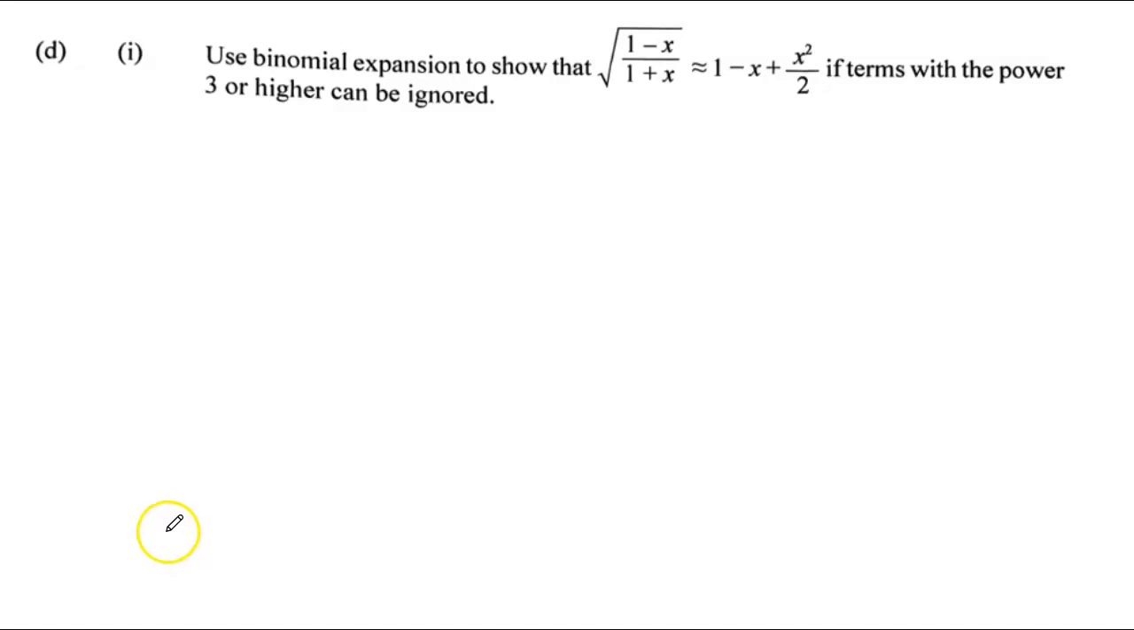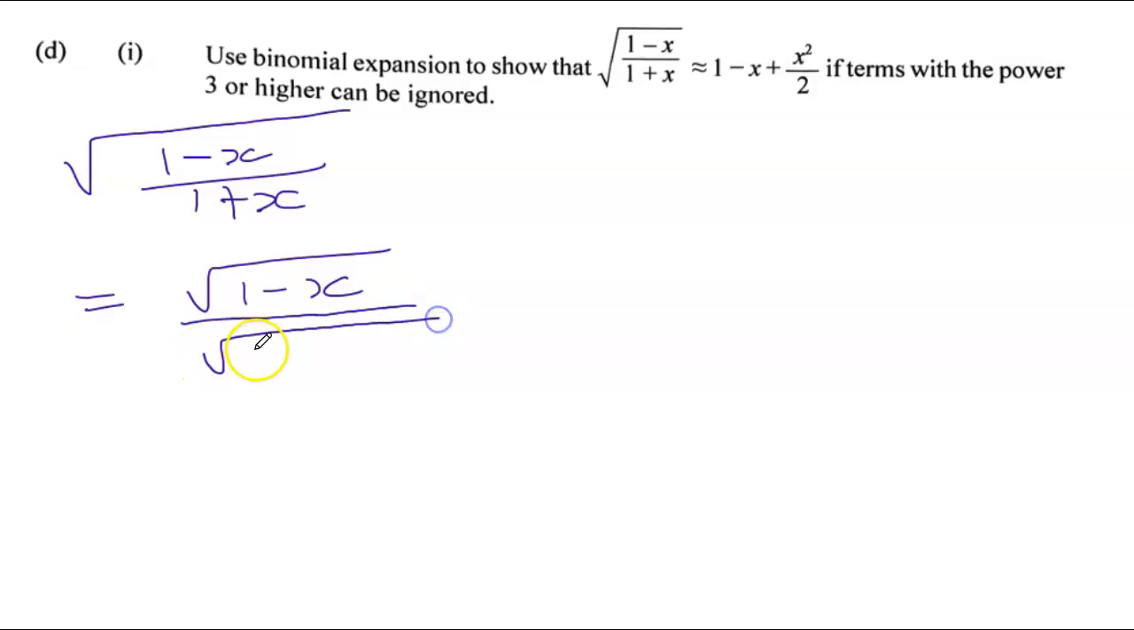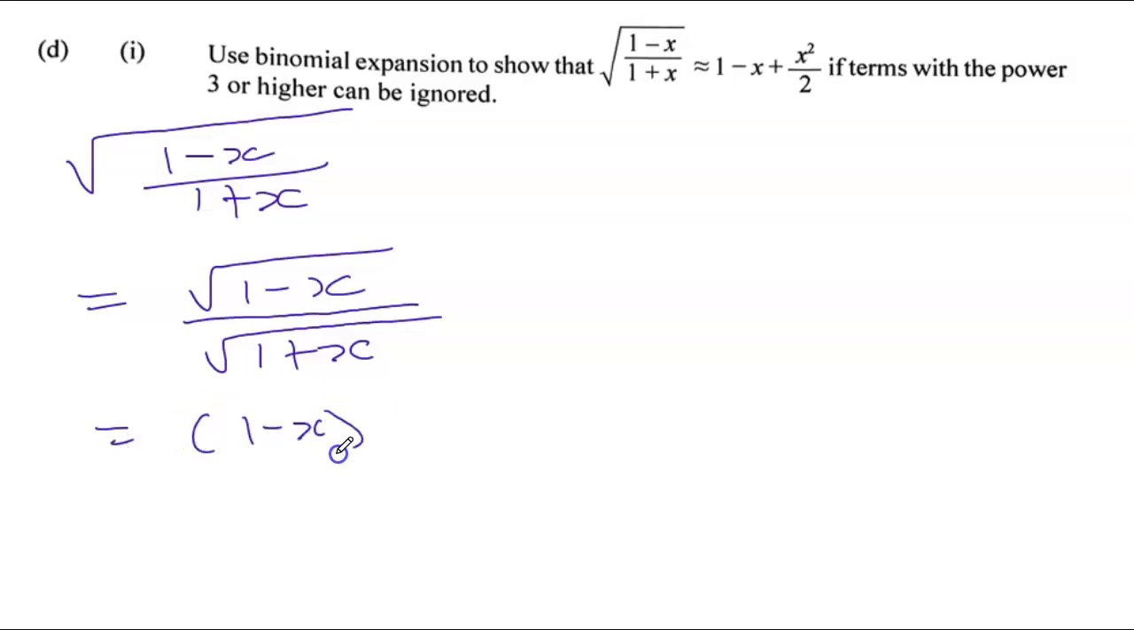Part D. Use binomial expansion to show that the square root of 1 minus x over 1 plus x approximates to 1 minus x plus x squared over 2 if terms with the power 3 or higher can be ignored. So we only want the expansion up to the second power in x, alright? So let's rewrite. What we have is the square root of 1 minus x over 1 plus x, which is equal to the square root of 1 minus x over the square root of 1 plus x.